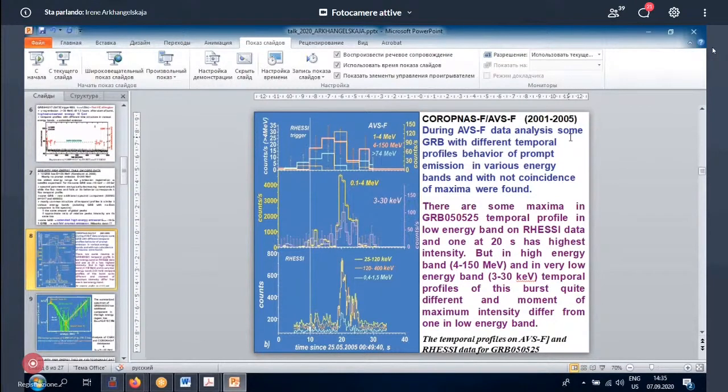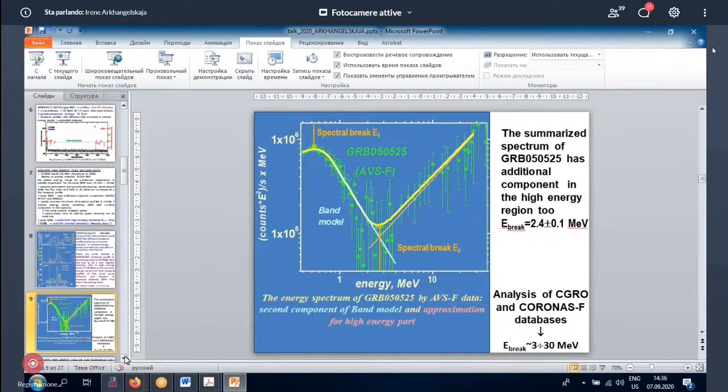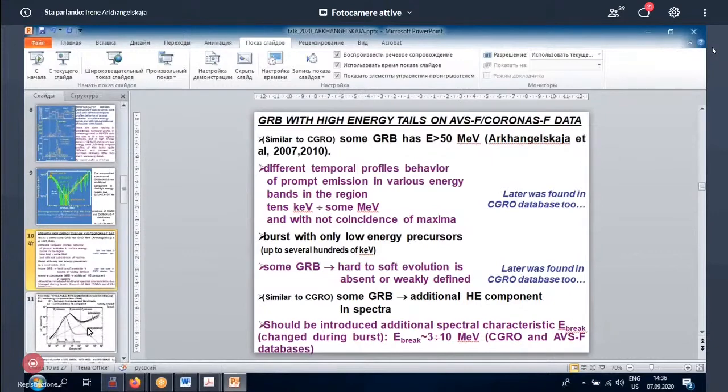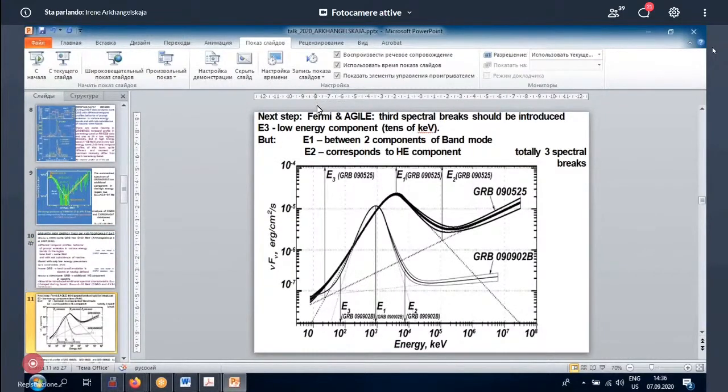The next step of observation of high energy emission of GRB was the AVS-F experiment on board the Russian Koronas-F satellite, which started in 2001 and ended in 2005. Several bursts were registered in the energy band up to approximately 150 MeV, and all characteristics registered during the CGRO experiment were confirmed. The next step started in 2007 with the experiment AGILE and in 2008 with the experiment Fermi.